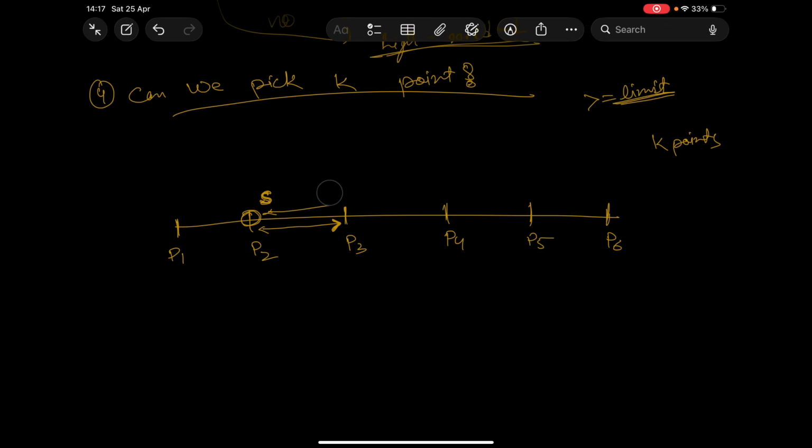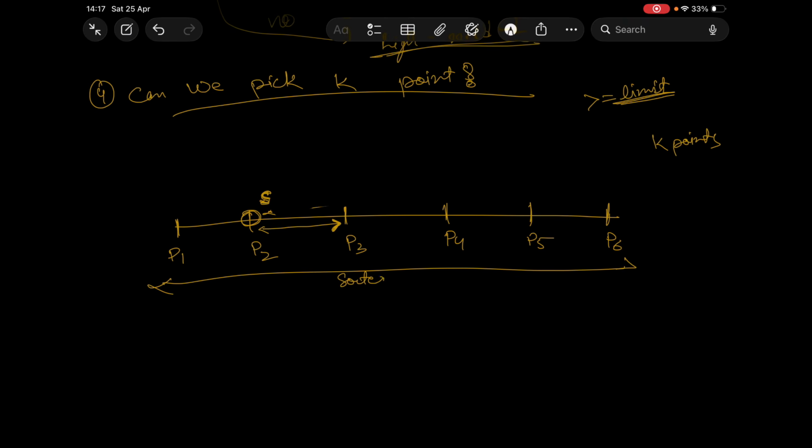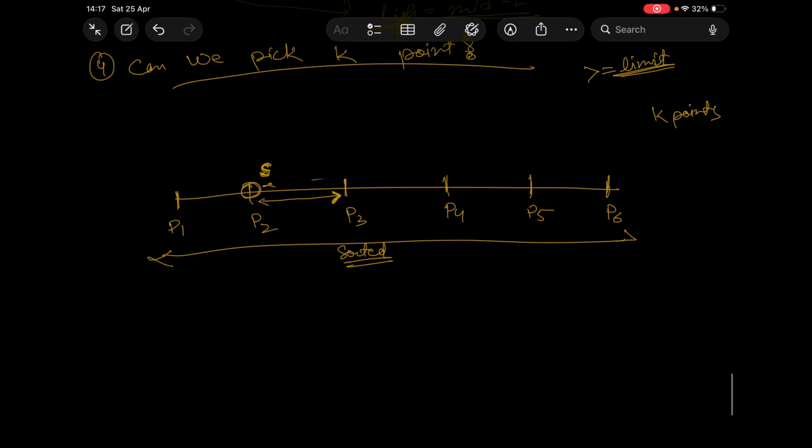But if you see one thing, the next point that we have to calculate, these points are in sorted manner, right? This is all sorted, and these are the points that we are going to pick. Now, instead of trying all points and then calculating, let's think greedily. Let's say this is the starting point and I have to pick k points.